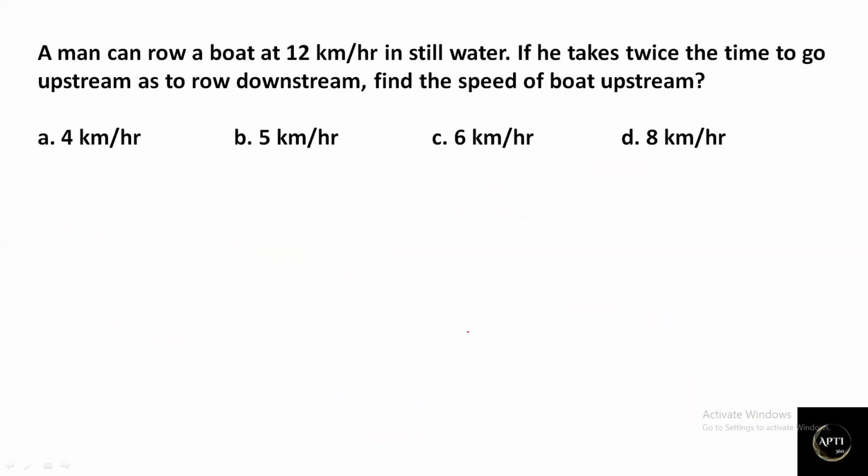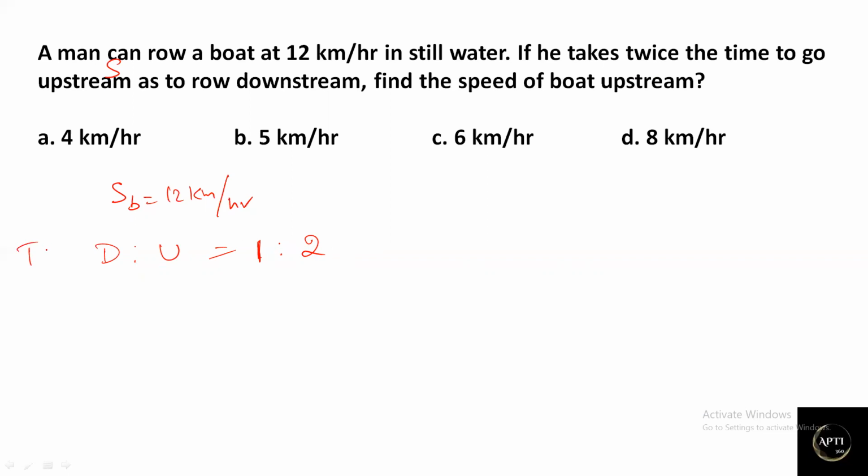A man can row a boat at 12 kilometers per hour in still water. This means the speed of the boat is given: 12 kilometers per hour. It takes twice the time to go upstream as downstream. Now this question is very simple, right? They have given the ratio of timing as well. Upstream will take more time, so the ratio of downstream to upstream is 1 is to 2, because twice indicates that if downstream takes 1 hour, upstream takes 2 hours. So 1 is to 2 is the ratio of downstream and upstream times.